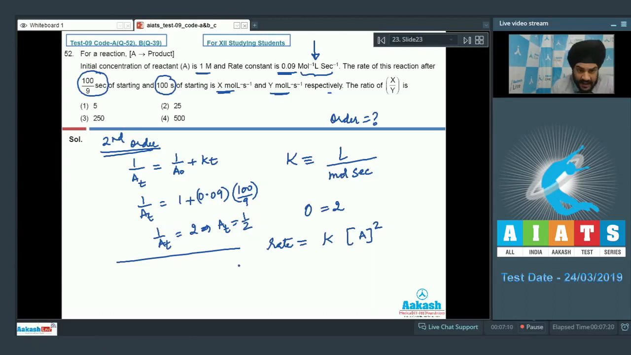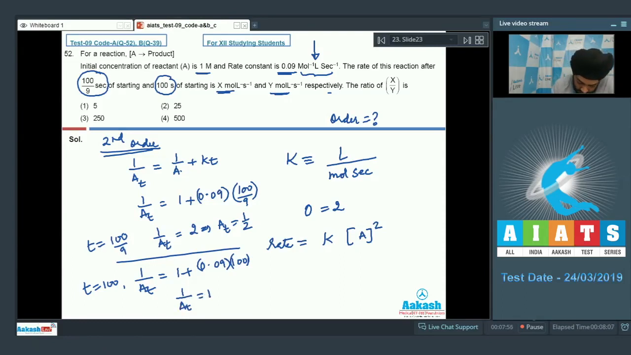So we can also find out the concentration after 100 seconds. So 1 by AT, so we can have T equal to 100 in this case. We had T equal to 100 by 9 in the previous case. So 1 plus 0.09 into 100, which on simplification will give us a value of 1 by AT equal to 1 plus 9, which is equal to 10. So we can have the concentration of AT, it shall be equal to 1 by 10.